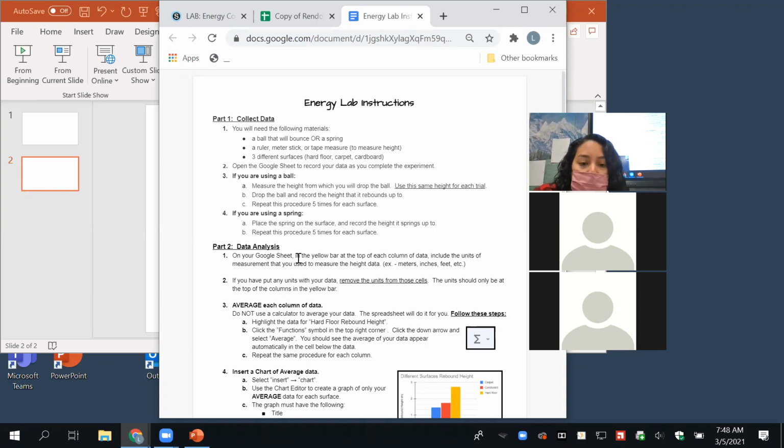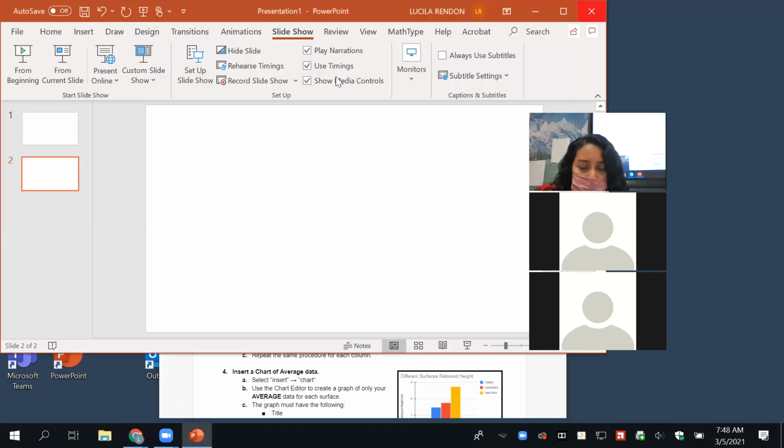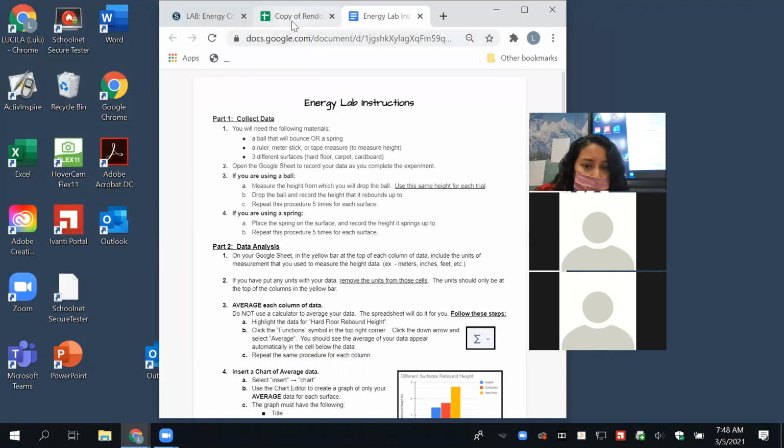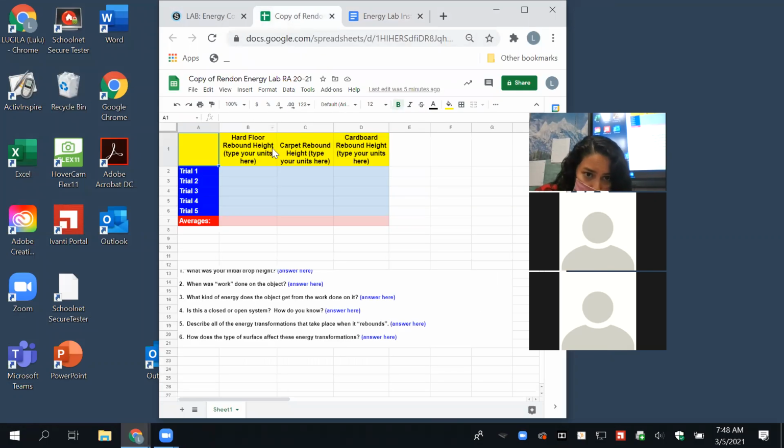Okay, so after that, you'll do the data analysis. It tells you, make sure you read through this on your Google Sheet. In the yellow bar at the top of each column of data, include the units of measurement that you use. So that's just saying, make sure that you only put the units right here. Don't put the units on every blue square. Only put them in the yellow square.